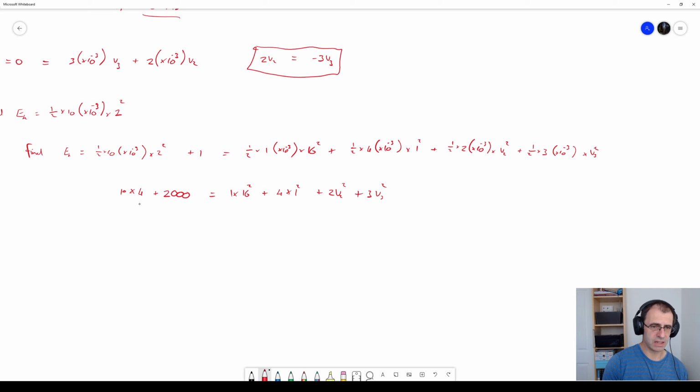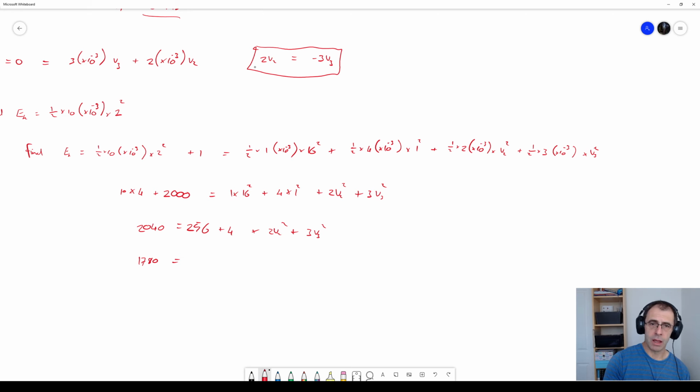So let's actually do the maths here. I've got 10 times 4 is 40. So I've got 2040. 16 squared is 256, plus 4, plus 2v2 squared plus 3v3 squared. 260, that's 1780.